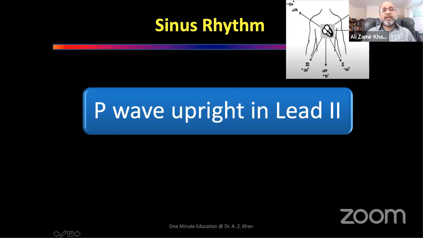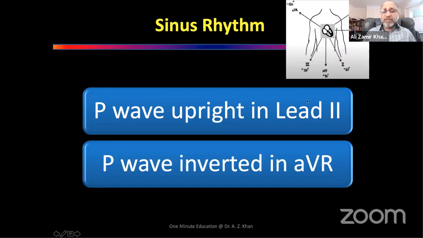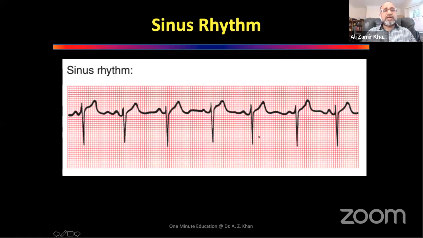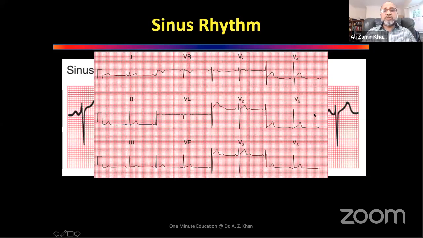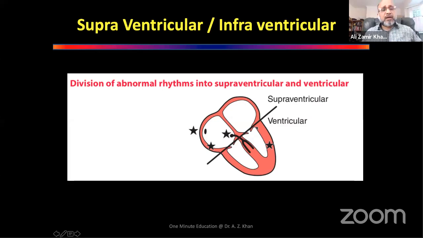We said yesterday, the P wave is coming towards lead two. So the P wave is always upright in lead two, and the P wave is inverted in AVR, okay? So that is sinus rhythm. When you see an upright P wave, then we know that. So this is a sinus rhythm, nice P, Q, R, S, and T. This is the rhythm strip. Everything is looking okay, no problem. This is a sinus rhythm. P followed by Q, R, S, T. Very, very clear cut.